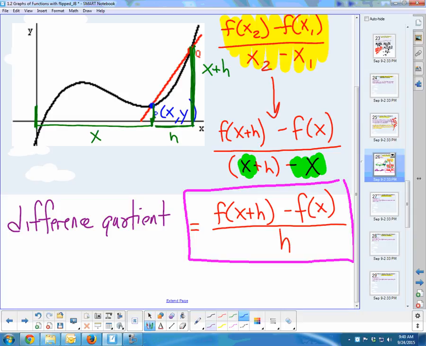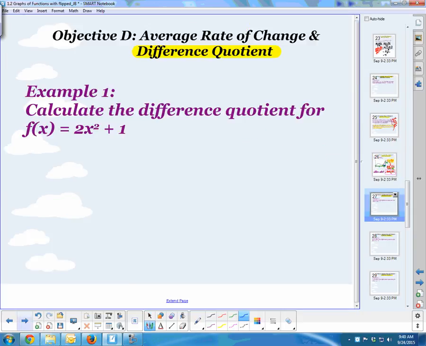So we're going to do a couple of examples just to demonstrate how to calculate the difference quotient. So we're going to calculate the difference quotient for f of x equals 2x squared plus 1.